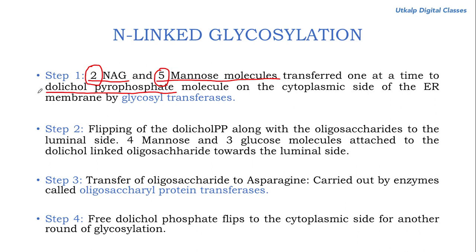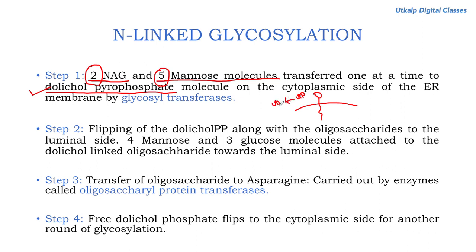So this dolicol pyrophosphate molecule is an isoprene unit. I mean, it is composed of isoprene molecules. This dolicol pyrophosphate molecule is already present towards the cytoplasmic side of the ER. To this dolicol pyrophosphate, there comes one NAG, and NAG is attached to UTP when it comes and attaches to the dolicol pyrophosphate molecule. As soon as the NAG molecule attaches to the dolicol pyrophosphate, the UTP is hydrolyzed to UDP.